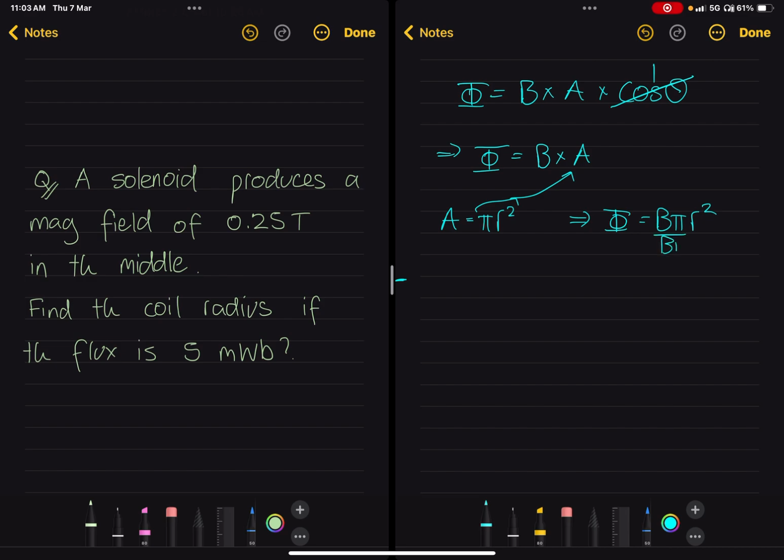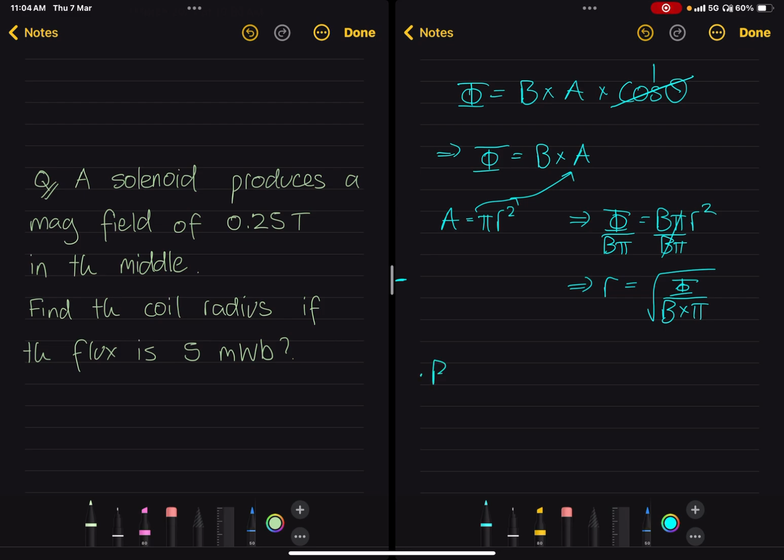If we divide both sides by B pi, this gives us r is equal to the square root. So divide both sides by B pi and then take the square root. This gives us the radius will be whatever the flux is divided by the field times pi. So now all we need to do is find the flux in Webers and find the field in Teslas.